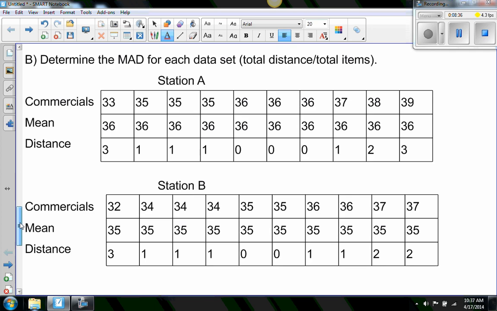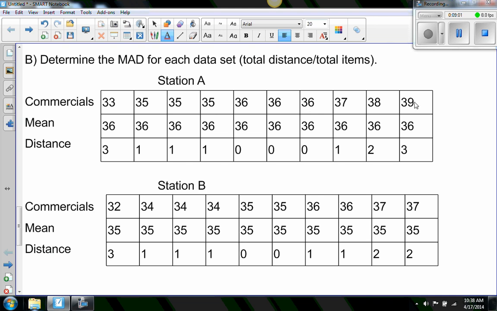So then if we move on to the mean absolute deviation here, I have 2 different sets of information. In parentheses here, I wrote you take the total distance divided by the total items. I have the mean written, and it's the same for all of them, because for station A, we figured out that the mean was 36. For station B, we figured out it was 35, so I wrote 35 all the way across here.